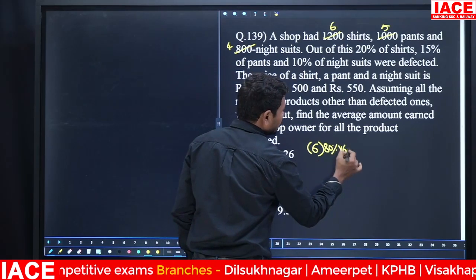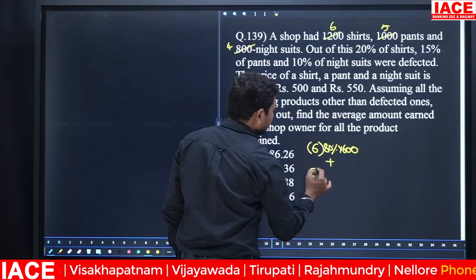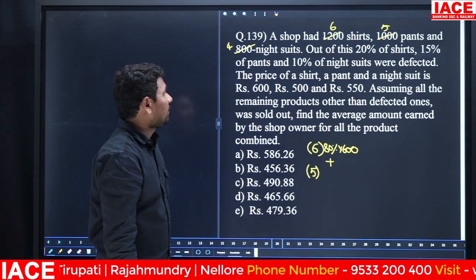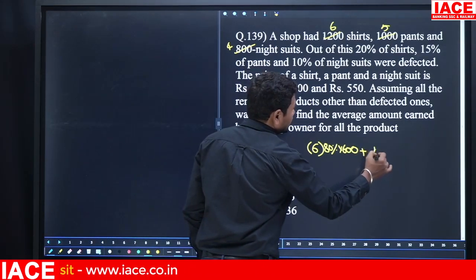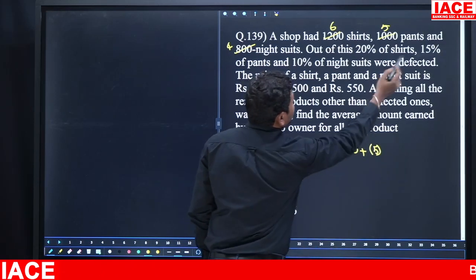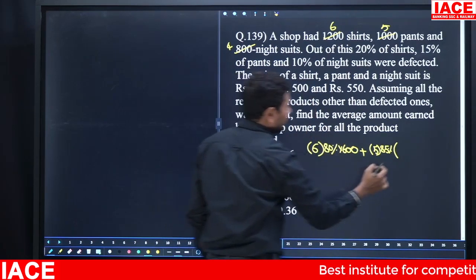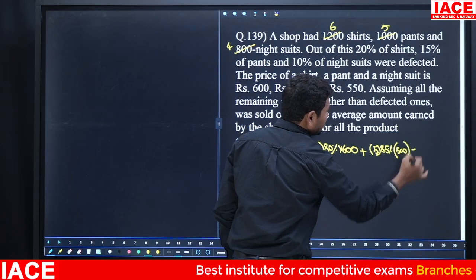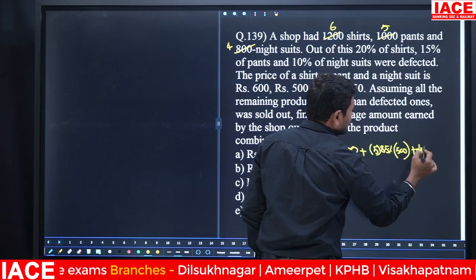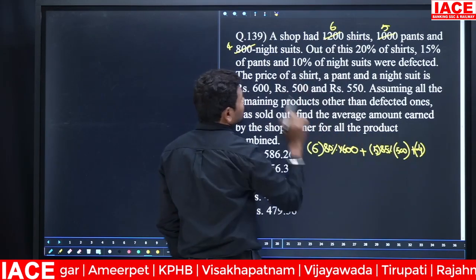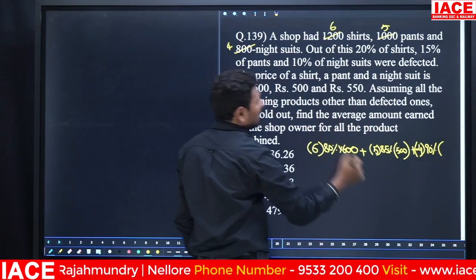Each shirt is 600 rupees. Next we have 5 pants. Of these, 15% defective means 85% is correct, and the rate is 500. Next, 4 night suits are there. 10% defective means the remaining is 90%. Each is 550 rupees.